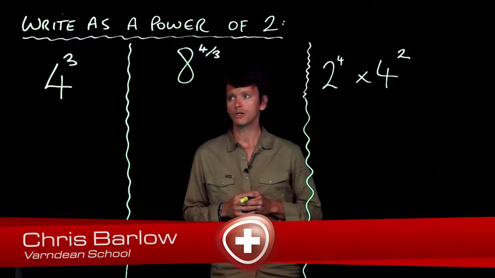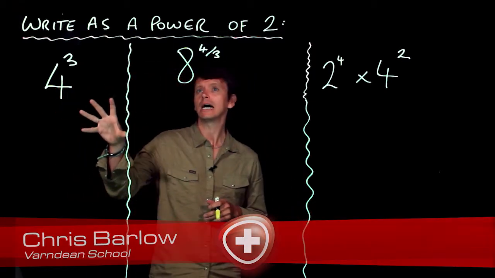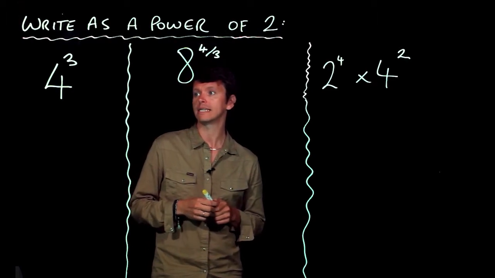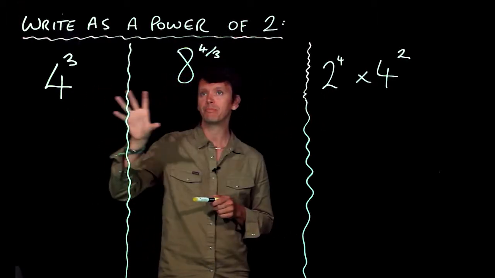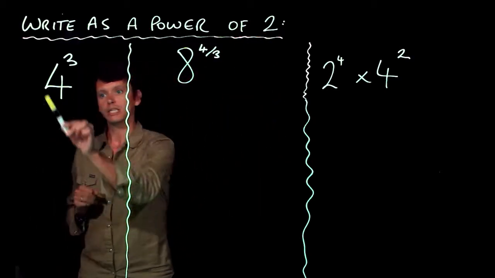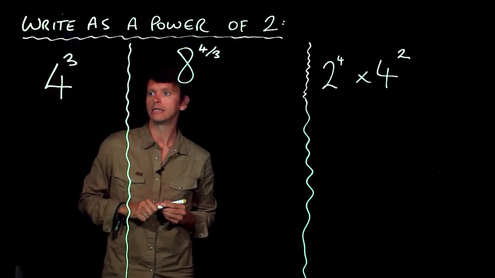Right, so one thing that you might be asked to do is to rewrite a number as a power of another number. And here we're going to look at writing these numbers as powers of 2. That means we're going to change our base number to 2. At the moment we've got a base number of 4 here.